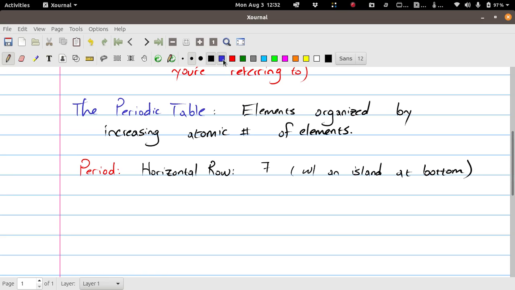All right, your groups. So your groups are vertical columns. Elements in groups all have similar properties. That's why they're grouped together. I mean, it's common sense, but not really if you're not explaining. It just looks like a bunch of stuff on a piece of paper. So elements in groups all have similar properties.